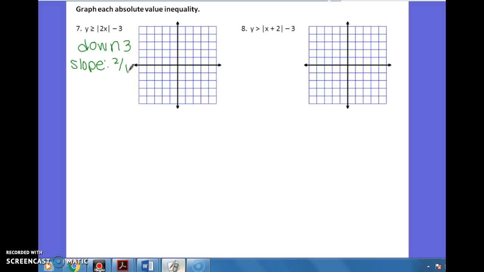So my starting point is going to be at what point on the graph? 0, -3 is my vertex. So now from my vertex, I simply go up 2/1, up 2/1, up 2/1, or up 2 to the left 1, up 2 to the left 1, because remember, absolute values are symmetric. Is my line solid or dashed? Solid.